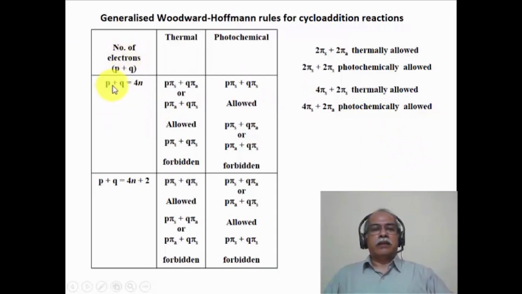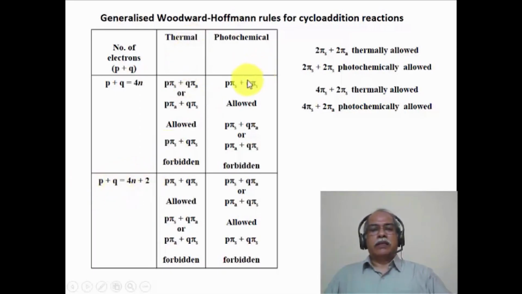The number of electrons, let us say for example, there are two components that are involved in the cycloaddition process. If you take 2 plus 2 cycloaddition reaction, then P plus Q will be 4. So 2 pi plus 2 pi corresponding to 4 electron system, or you can have a 4 pi plus 4 pi corresponding to an 8 electron system. All of them are 4n electron system. On the other hand, you can have a 4n plus 2 electron system, 4 plus 2 or 6 plus 4 for example. These are all 4n plus 2 kind of an electronic system.